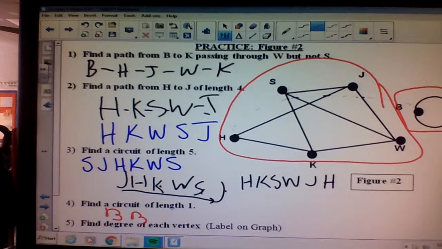So the way I look at it, I always try to see, are there 2 points that only have one line? If there are 2 points that only have one line connecting them, it's a bridge. Exactly.